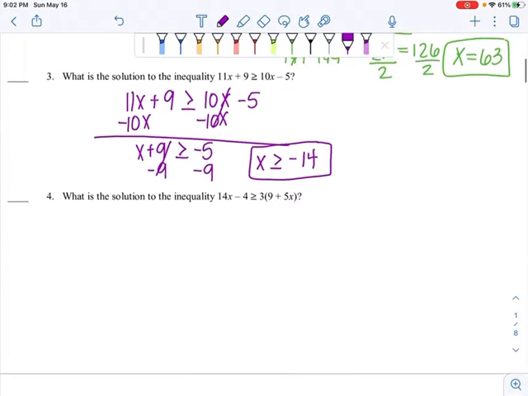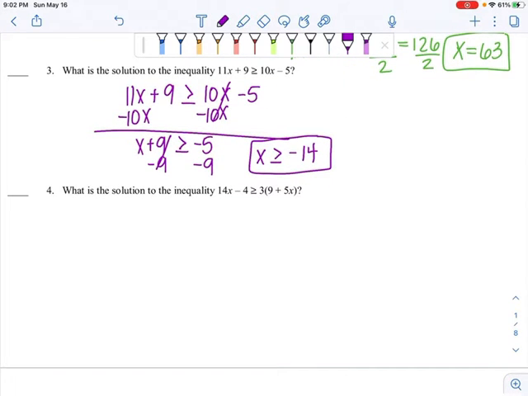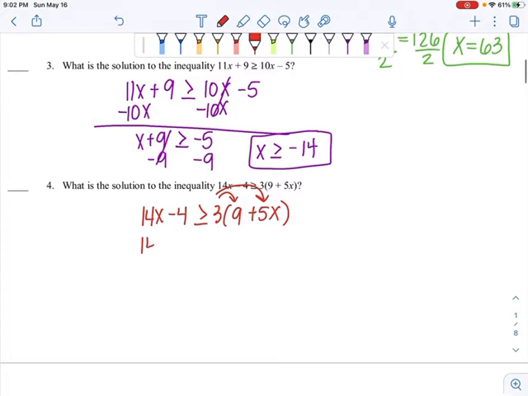For number 4, what is the solution to the inequality 14x minus 4 is greater than or equal to 3 times the quantity 9 plus 5x? So again, I know that right away I have to distribute. So I'm going to go ahead and rewrite this first. You don't have to rewrite it, I just am to give me more space. Okay, so first off, I'm going to go ahead and distribute the 3. But first, I can go ahead and bring the 14x minus 4 is greater than or equal to down. And when I do 3 times 9, that's going to give me 27. And then 3 times 5x will give me plus 15x.